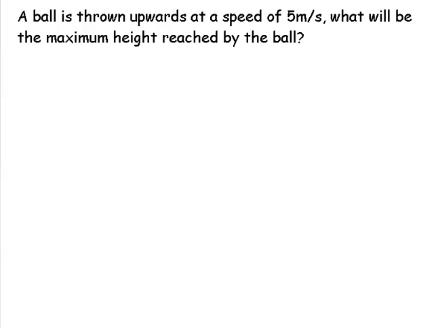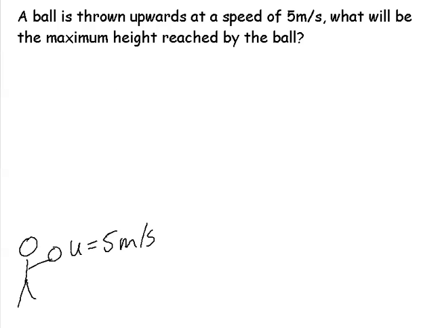This question doesn't seem to give us a lot of information, but it says a ball is thrown upwards at a speed of 5 meters per second. So the initial velocity is 5 meters per second. It asks what would be the maximum height reached by the ball.